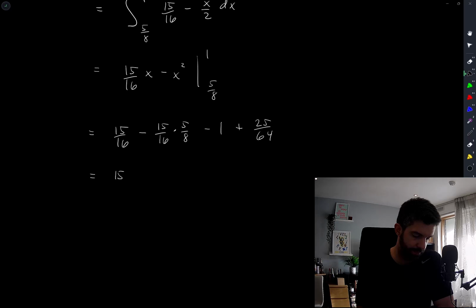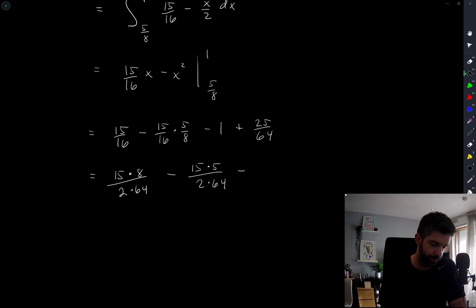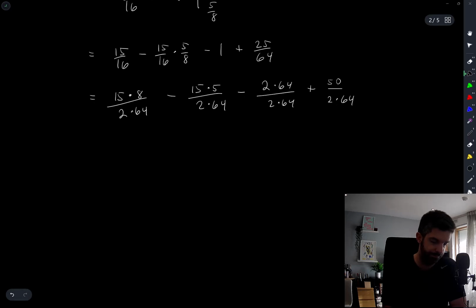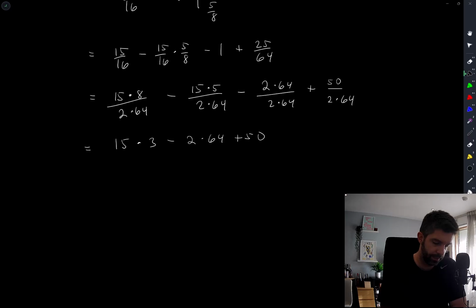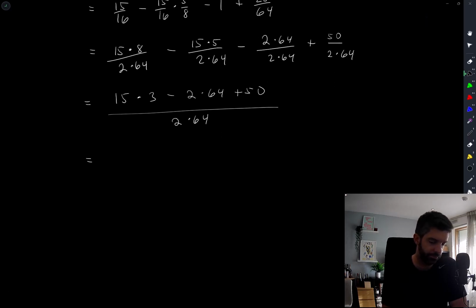So I have 15 times 8 over 2 times 64 minus 15 times 5 over 2 times 64 minus 2 times 64 over 2 times 64 plus 50 over 2 times 64. 15 times 3 minus 2 times 64 plus 50. 15 times 3, 45 plus 50 minus 128.